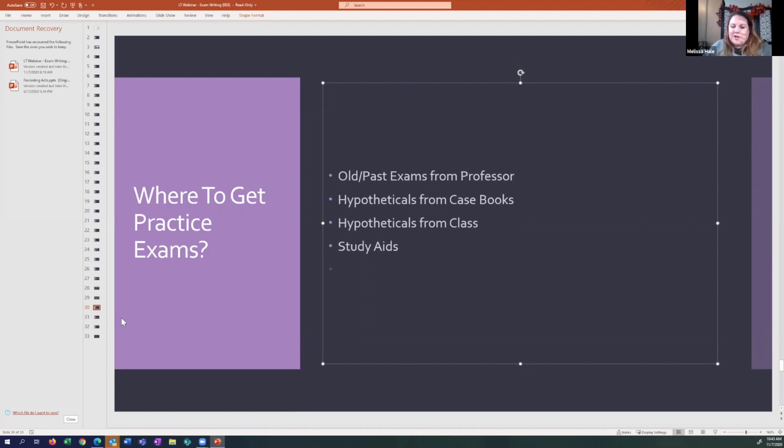So don't fall into the trap of looking at a sample answer and going, this looks like what I just did, because you have the same issues. It's how you present those issues, and that takes practice. And we can't reiterate enough the hypotheticals from your casebook and from class, right? Make sure that those go into your outline, those hypotheticals from class. And like we said, any study aids, examples and explanations, are fantastic.